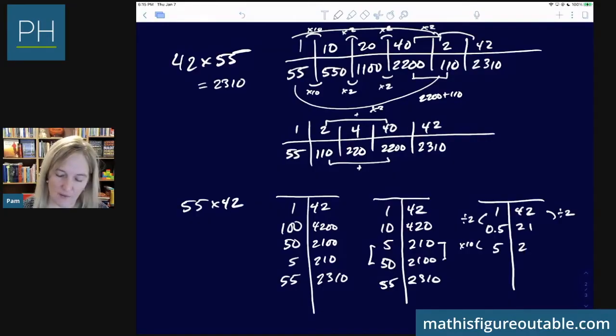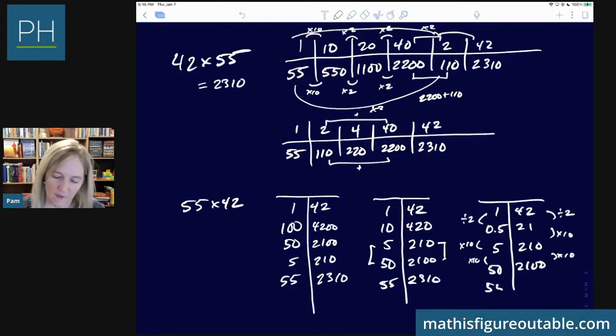And now I'm at 5. That's our 210. And now that I'm at 5, can I just again scale times 10? And now I'm at 50. And so that's the 2,100. I add those together again and I get 55.